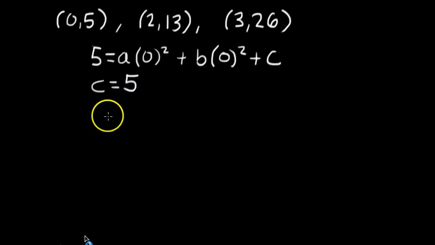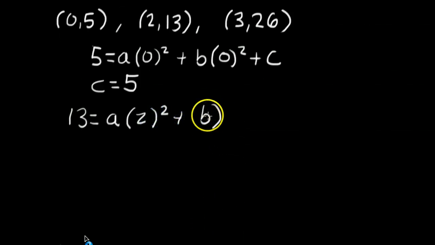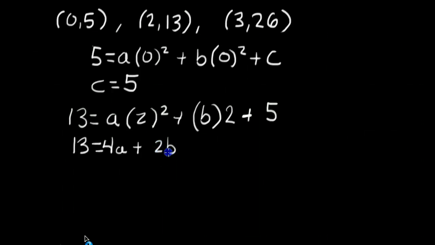A lot easier. Okay, now we can plug the second point in. 13 equals a times 2 squared plus b times 2, plus c. Oh, whoops, but we know that c equals 5, so we can just put 5 right there. And multiplying this out a little bit, we'll say 13 equals 4a plus 2b plus 5.